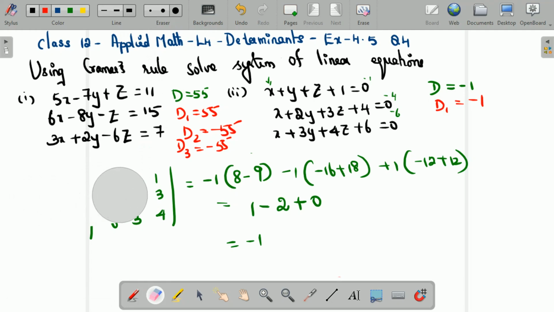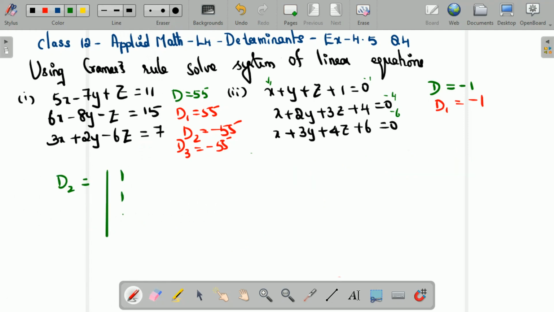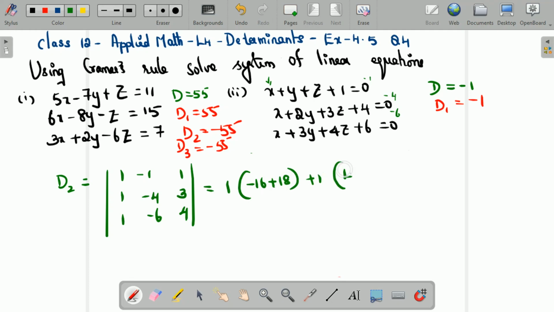Now let's compute D2. It is going to be equal to 1, 1, 1. Replace the y coefficient with minus 1, minus 4, minus 6. Then the third row is 1, 3 and 4. Let's evaluate this determinant. It is 1 into minus 16 plus 18. Minus of minus 1 is plus 1, 4 minus 3, plus 1 into minus 6 plus 4. So this is equal to 2. This is 1 into 1, so it is plus 1. Here it is a minus 2. So D2 is going to be equal to 1. D2 is equal to 1.